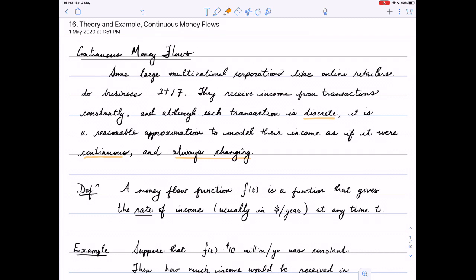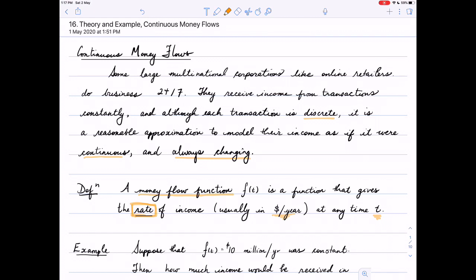So with that in mind, we make the following definition: a money flow function, f of t, is a function that gives a rate, not the amount, but the rate of income, usually in dollars per year, or thousands of dollars, millions of dollars, whatever it is per year, at any given time t. So that is a money flow function.